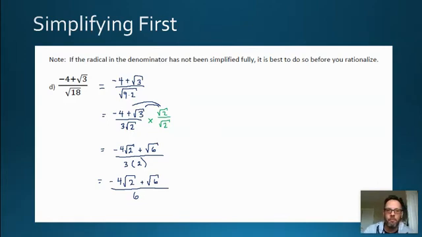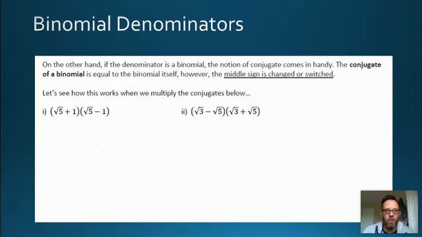All right, let's continue. What if the bottom is not a monomial, it's a binomial? In this case, we do things a bit differently. And the way we do it involves the conjugate of a binomial. Now, if you've never seen a conjugate before, the conjugate of a binomial is just the same binomial, you just change the sign. So here we're multiplying. You can see what happens when we multiply conjugates.